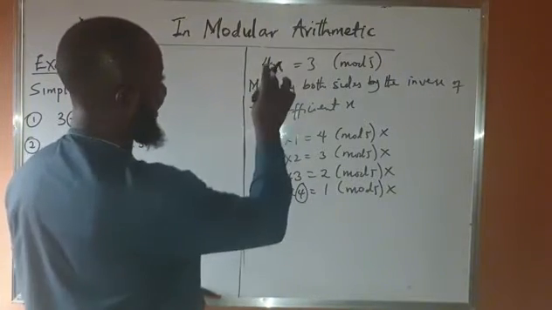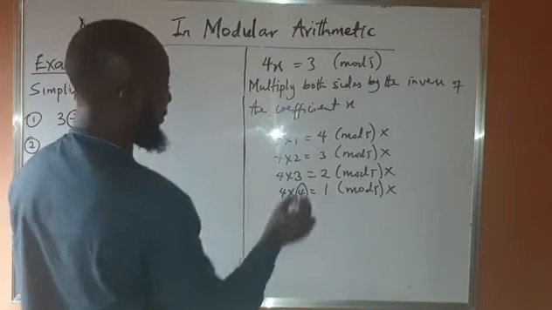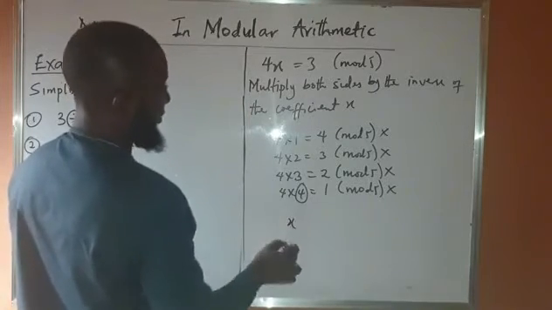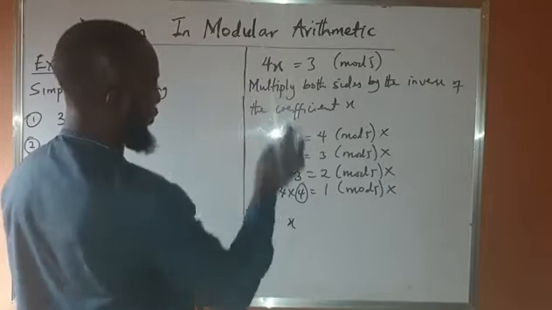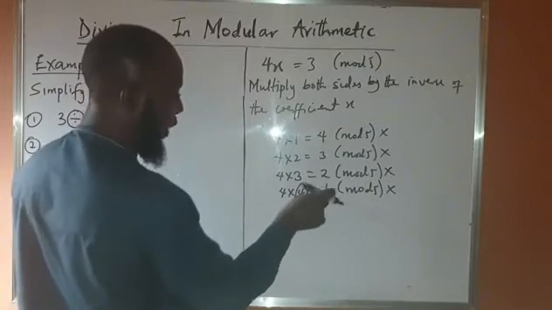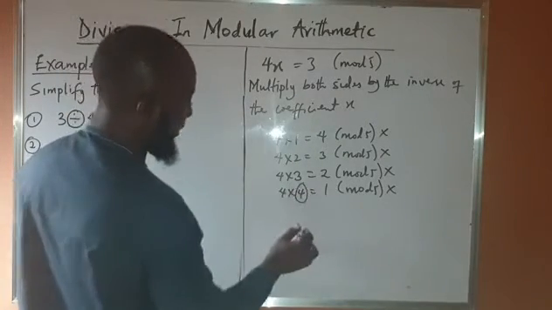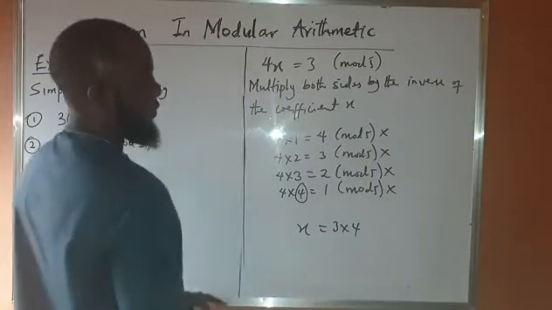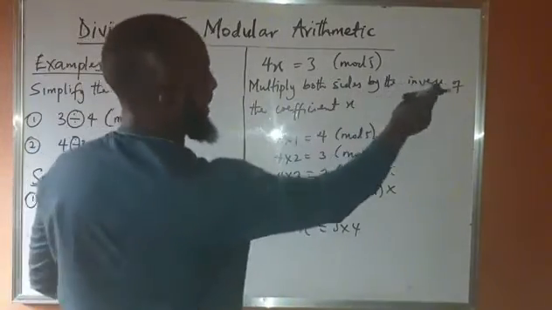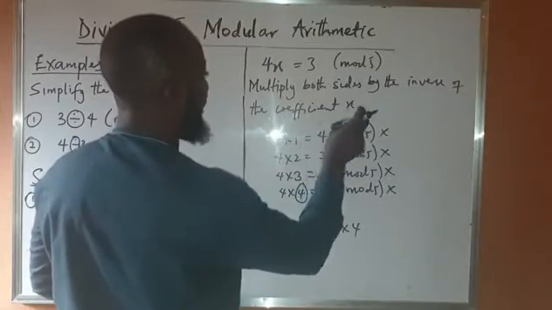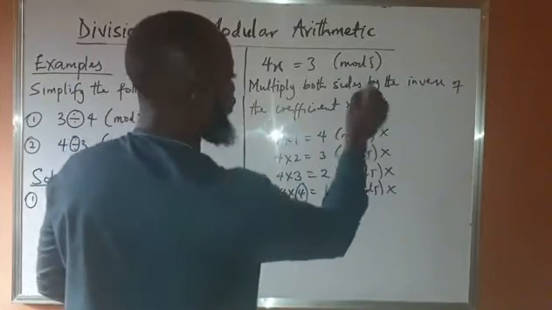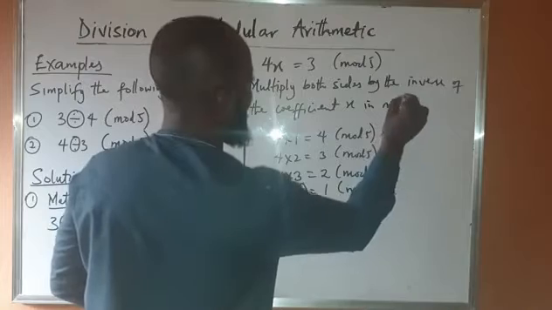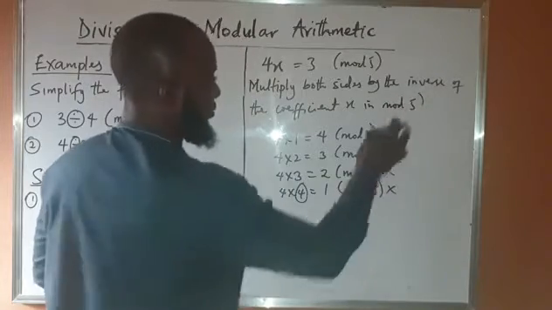So in that case, this one will then become x, because we have multiplied it. 4 times 4 will give us 1, so 1 times x is x. So that means 3 multiplied by 4. So we can multiply both sides by the inverse of the coefficient of x in mod 5. Right? In mod 5.